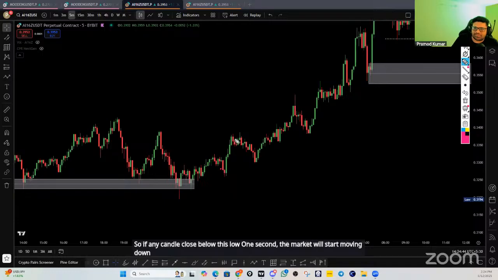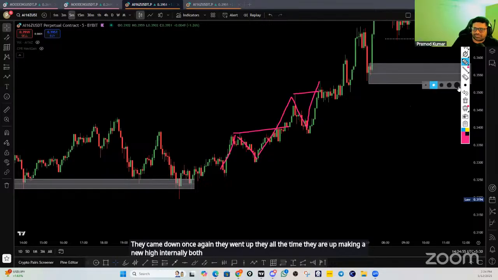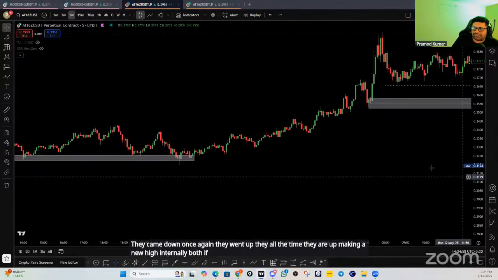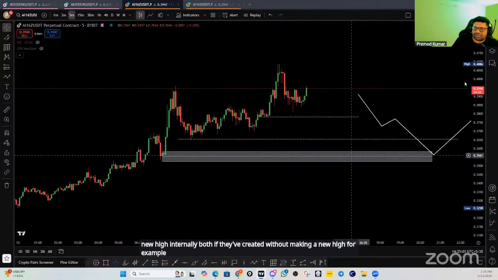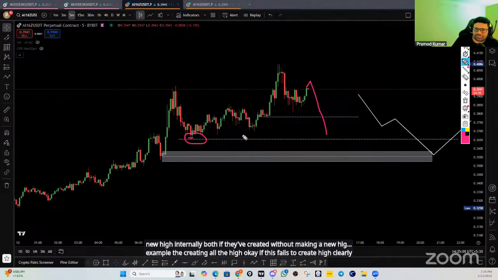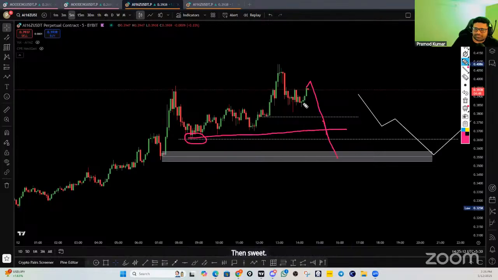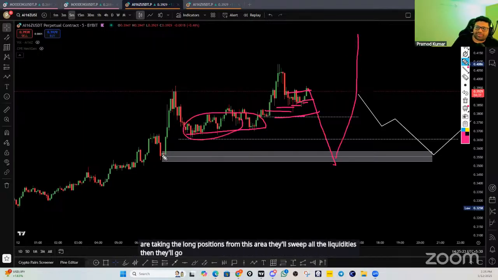For example, here the market started going up, correct? They came down. Once again, they went up. All the time they are making a new high internally. If they fail to create a new high, clearly they'll sweep this liquidity. This time, if they don't make a new high, so people are pushing, they are taking the long positions from this area. They'll sweep all the liquidities, then they'll go. You should be ready there.